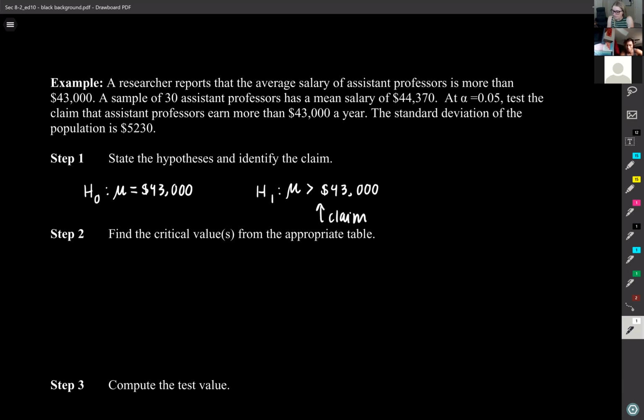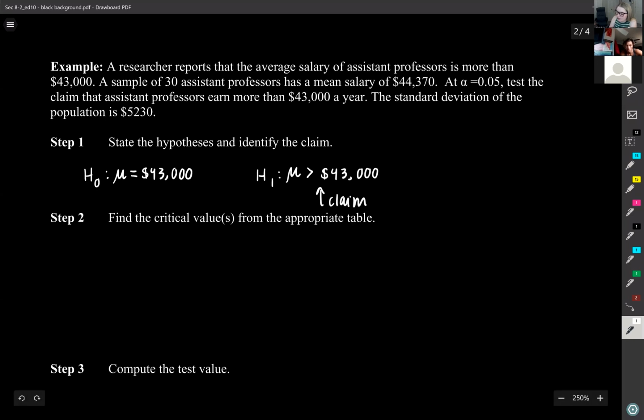All right. Step 2 is to find the critical values from the appropriate table. So in order to do this, we need to just acknowledge what level of significance we're using for our test, and figure out if it's a right-tailed, left-tailed, two-tailed, whatnot. So let's just write these things down. We're given the level of significance. So we were told alpha is 0.05. Okay, we were also given our alternative hypothesis of mu being greater than $43,000.